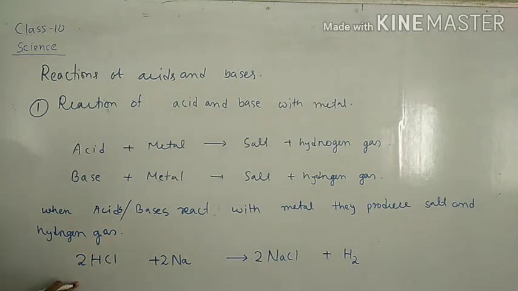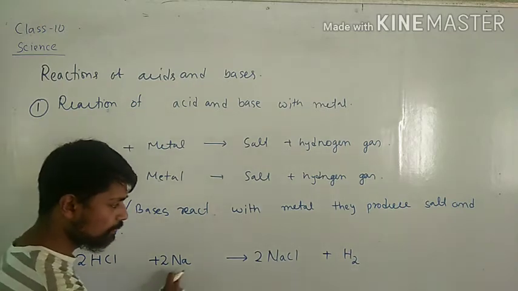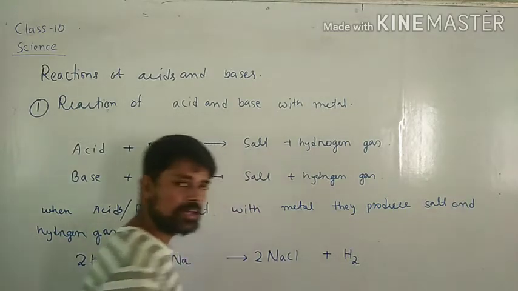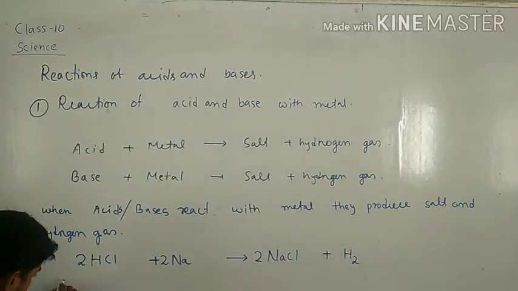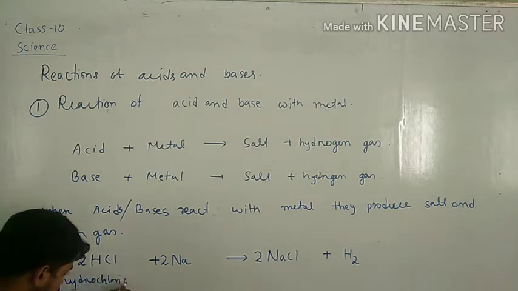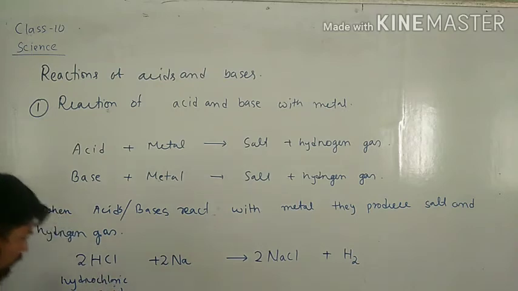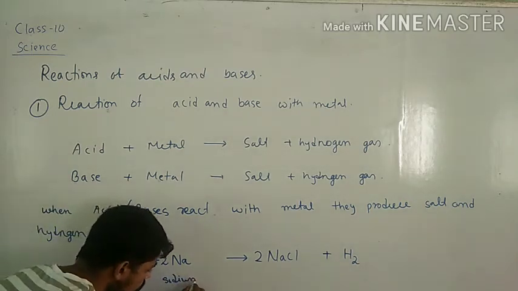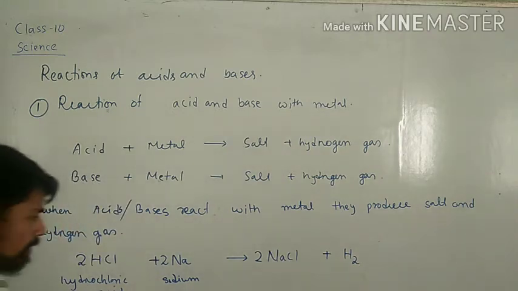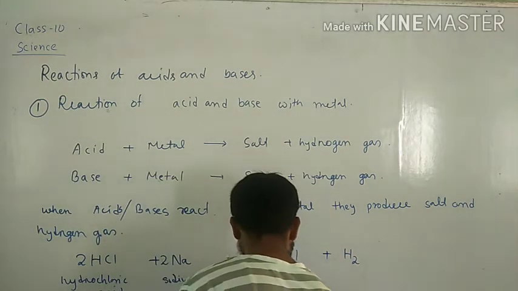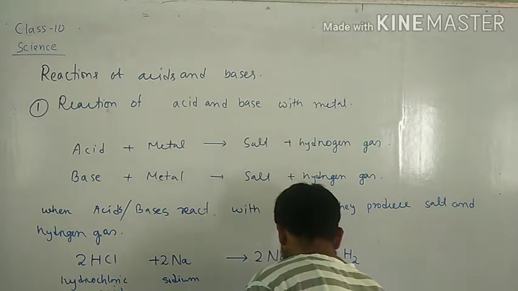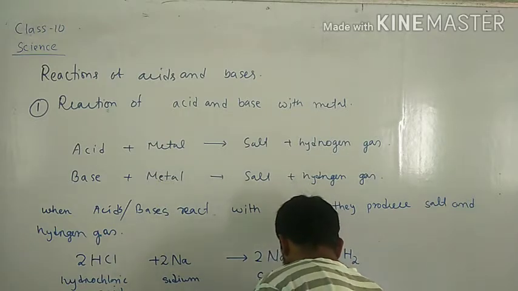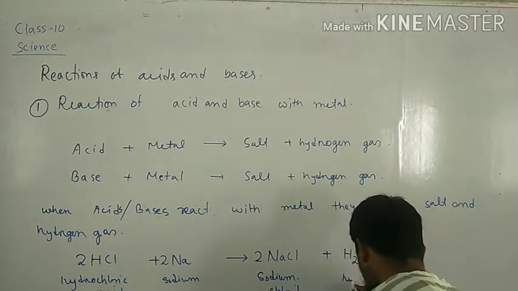So this is acid HCl, which reacts with sodium to produce sodium chloride and hydrogen gas. Right? This is hydrochloric acid. Hydrochloric acid reacts with sodium metal. Sodium is metal. Okay? It produces sodium chloride and hydrogen gas.